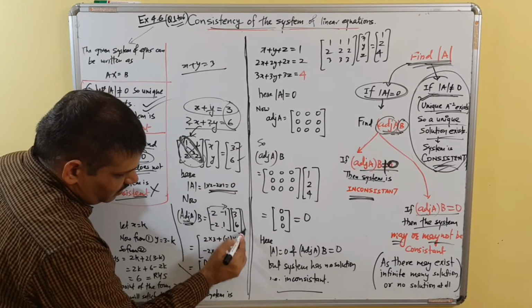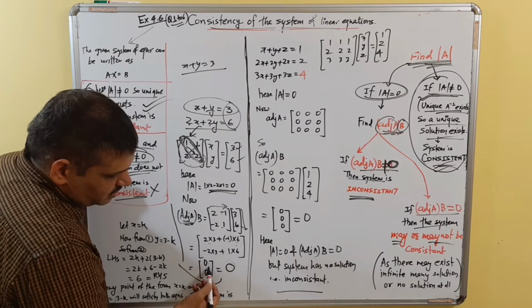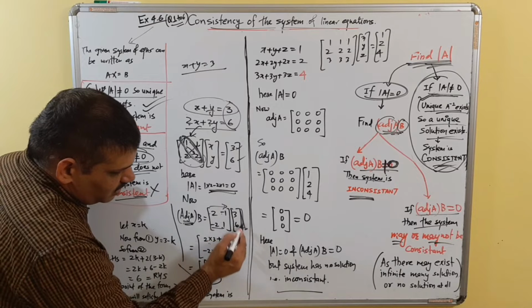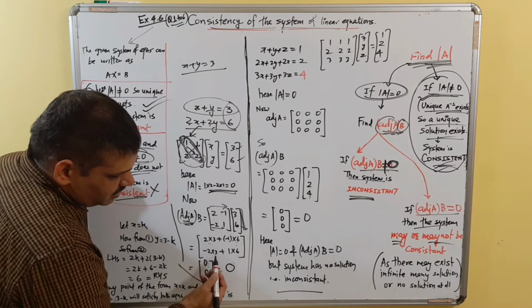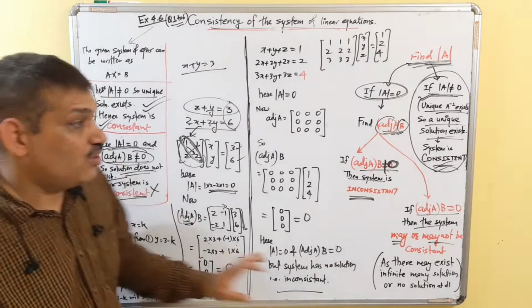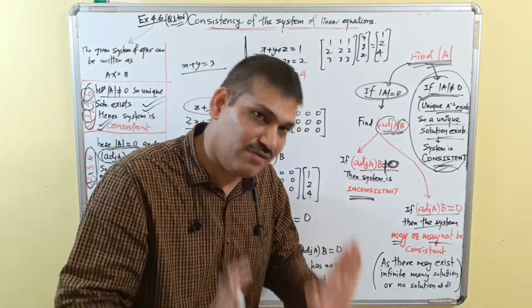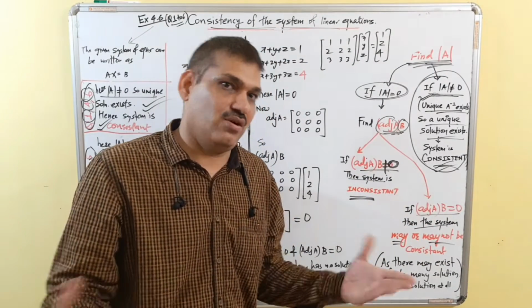Now this row will be multiplied by the column: 2 into 3 plus this gives 6 minus 6, which is 0. Again this row is multiplied by this column: minus 6 plus 6 will be 0. So adjoint A into B is 0. Now adjoint A into B being 0 means the system may have infinitely many solutions or may not.